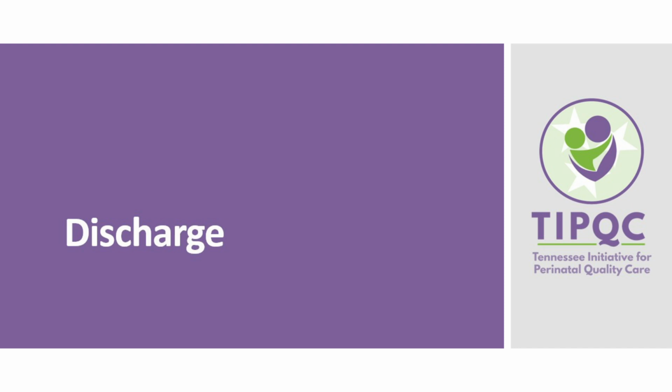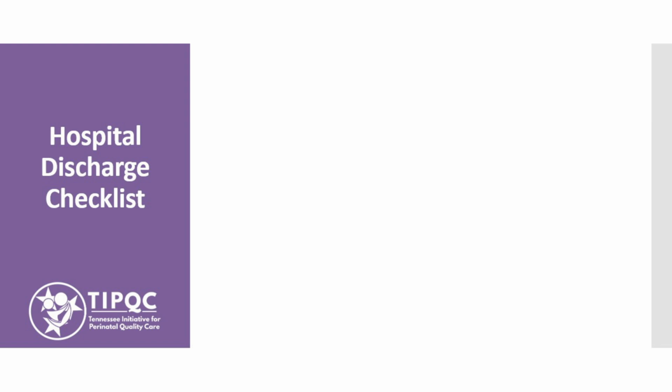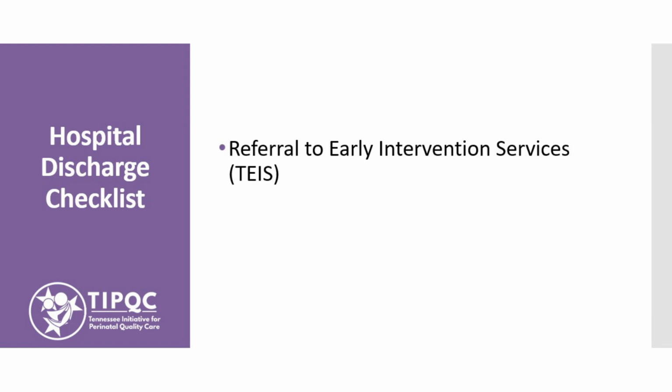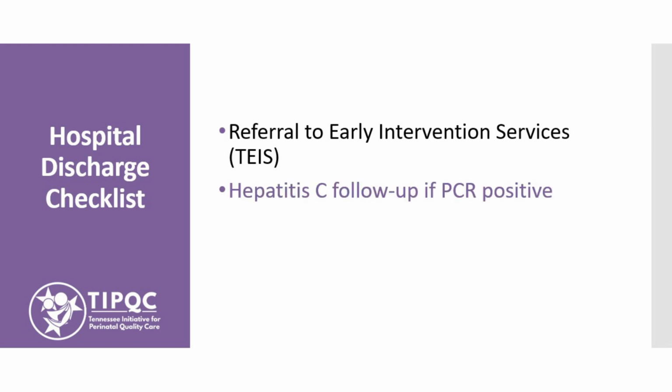Discharge planning is an important key concept that we've worked on through TIPQC for quite some time now, and I hope that you all have a discharge checklist in place. If you don't, I would encourage you to go back and implement one for your hospital. You want to make sure all opioid-exposed infants are referred to early intervention services, and we'll talk about that again in just a second. You want to make sure if the PCR on mom is positive that they have Hep C follow-up arranged with their PCP. If their PCP is not comfortable doing it, then make sure that they've got some ability to get back to a GI clinic in one of the tertiary centers.